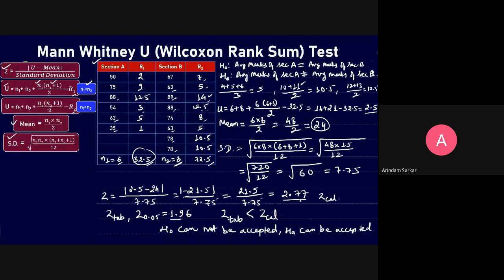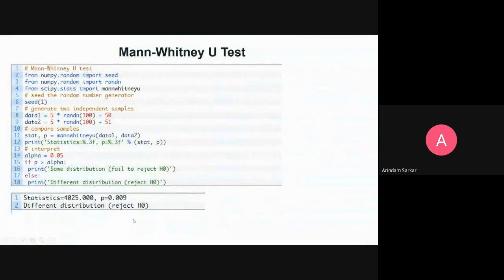I think now you are familiar with this type of calculation. Now we need to find out the table value of Z for the significance level of 0.05. The table value is 1.96. From the table we can get the value, and we can say that this H0 cannot be accepted because the calculated value is greater than the table value. So it's outside of the range.